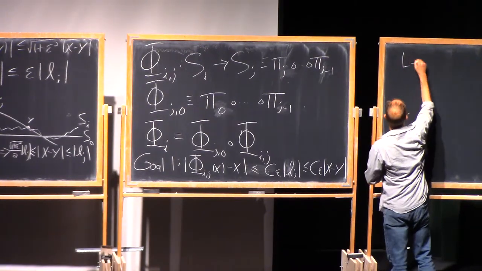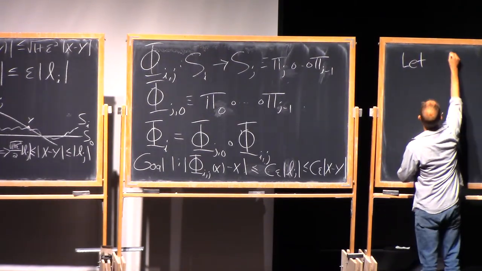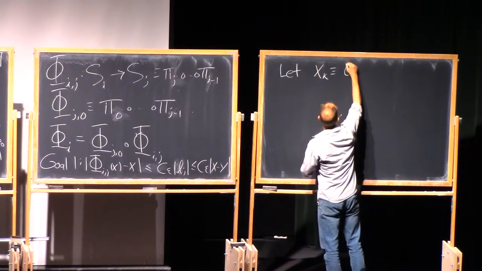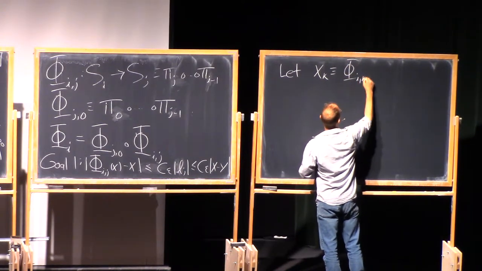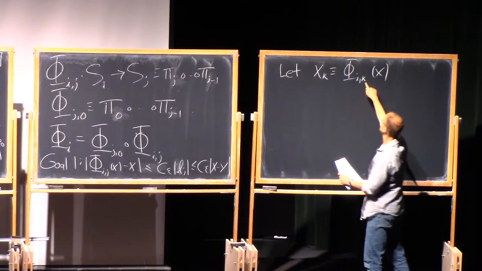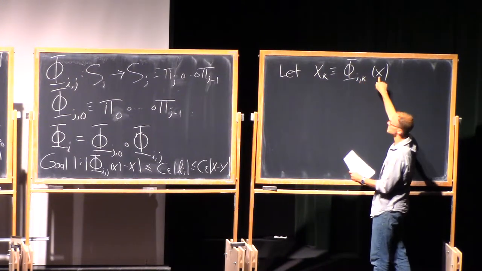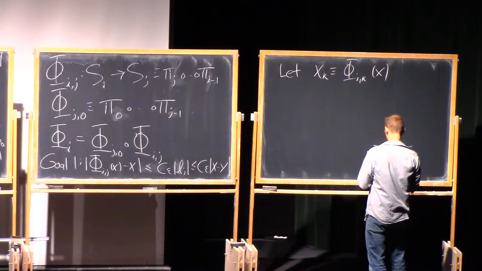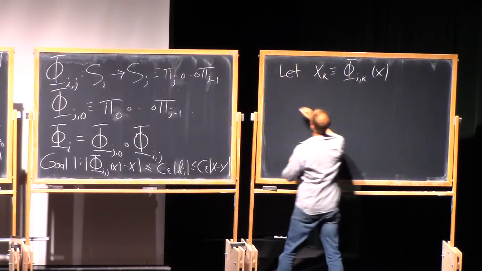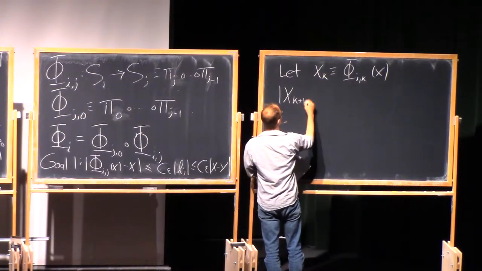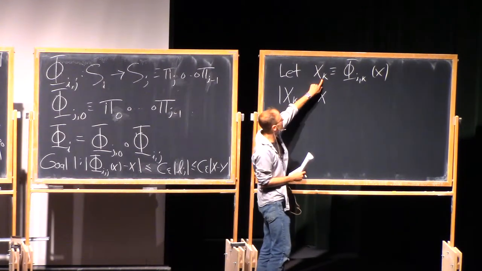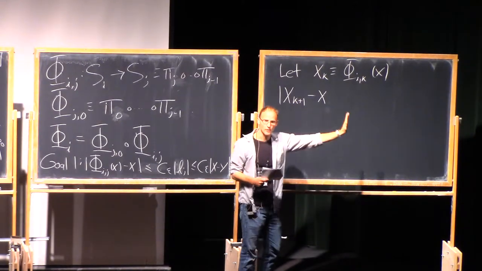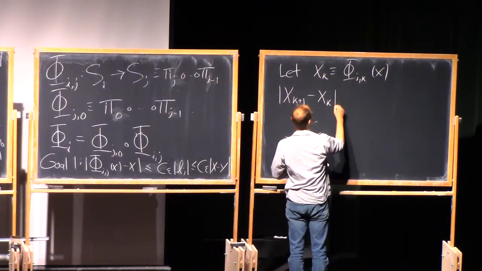Let x_k be phi_{i_k} of x. I want k to go from i to j, where phi_i is just x itself, since nothing's happened. And all I want to do is the absolute dumbest thing possible, which is to estimate x_j. I know that x_i is x. I'm just going to do a stupid triangle inequality to sum up all those distances in between. This is going to be the goal.